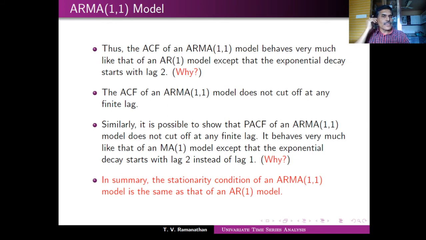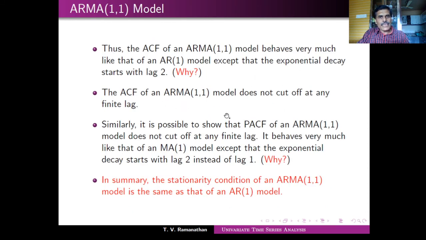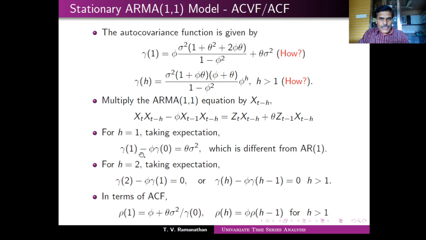So we can see that the ACF of the ARMA 1-1 model behaves very much like the AR1 model, except that the exponential decay starts with lag 2, because it is not starting with lag 1. And the ACF of the ARMA 1-1 model does not cut off at any finite lag. This is about the ACF. Why? Because gamma h is actually phi to the power of h, and you have to divide by gamma 0.